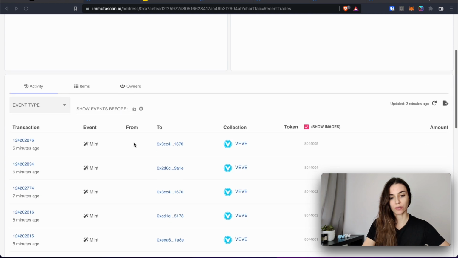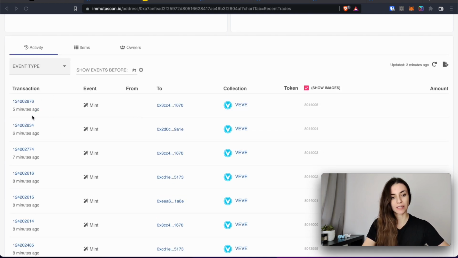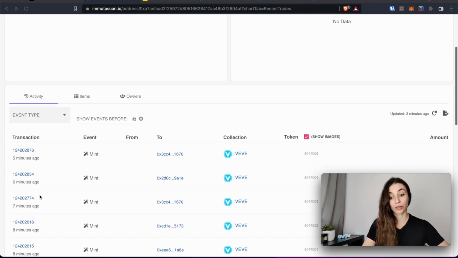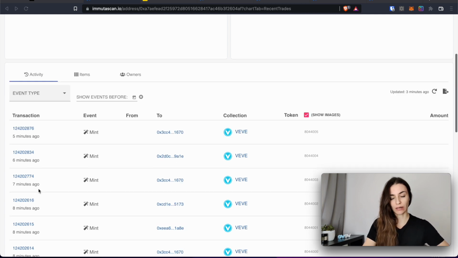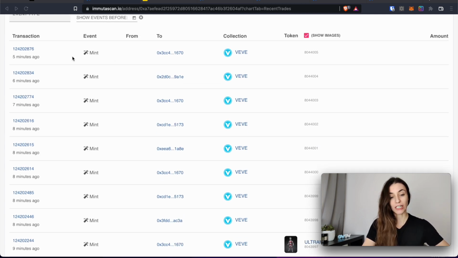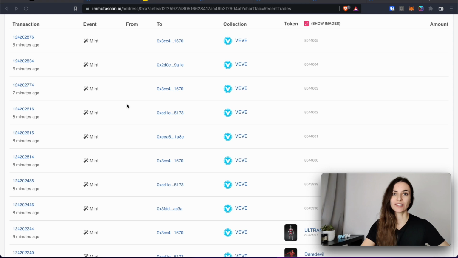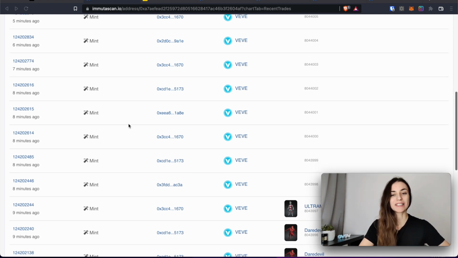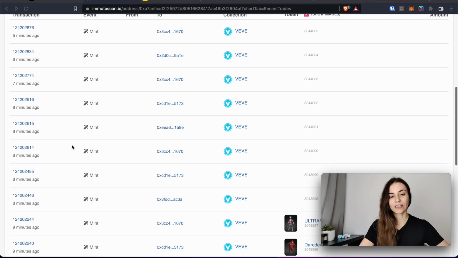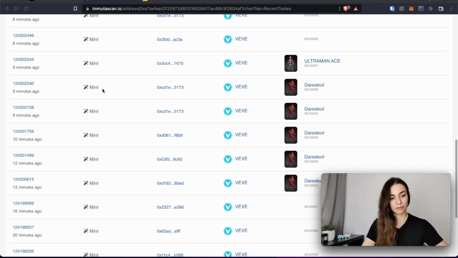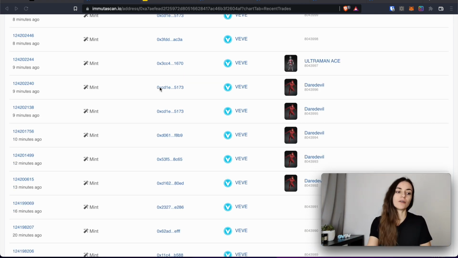And if we scroll down here, we see basically in real time what is happening on the blockchain right now. So we see that a lot of collectibles are being minted. The last drop was already 2 hours ago, but still people are minting NFTs. That means they are still purchasing stuff in the Veve store. Basically collectibles that didn't sell out until now.